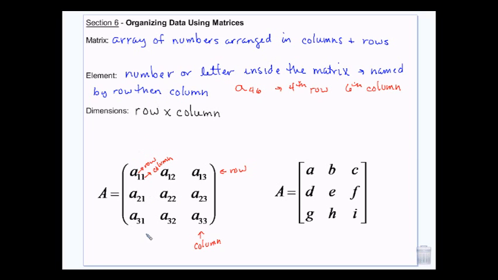So this would be a 3 by 3 matrix, because it has 3 rows and 3 columns. Now this one has a parenthesis, and this one has a bracket, and either of those are okay. The only thing you don't use is straight lines, similar to absolute value, because that means something else. But you can have a parenthesis or a bracket, and it's the same thing. It just indicates that you have a matrix.